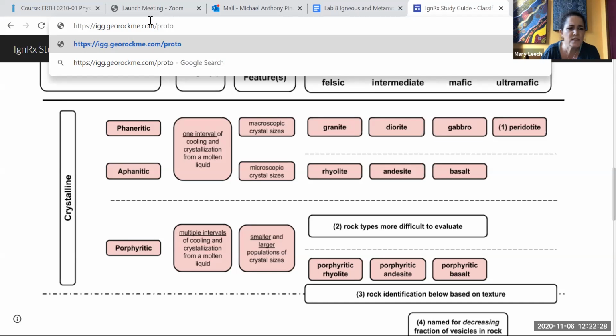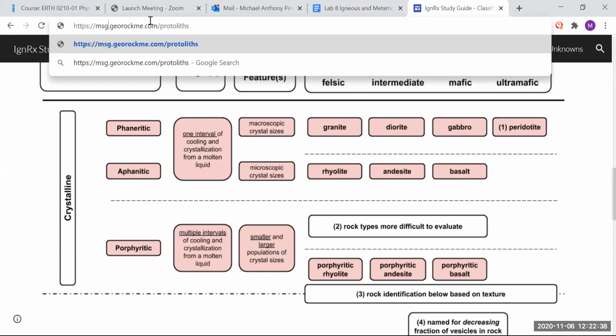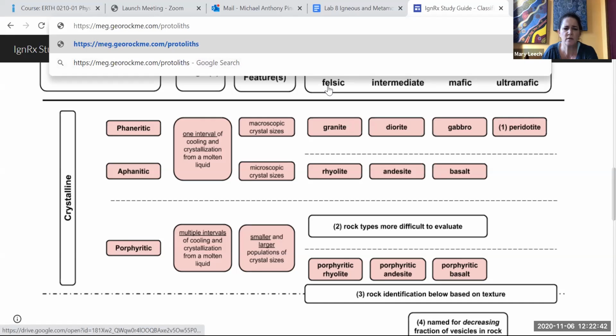And actually change the IgG at the beginning. Make that protoliths. There we go. And then change IgG to MEG. EG. Oh, sorry. Yeah, EG. There you go. That ought to take you there.